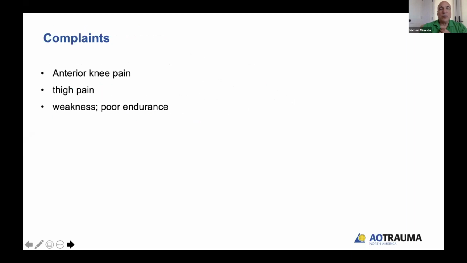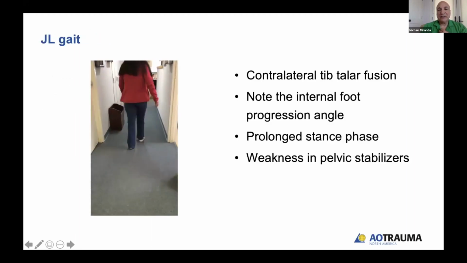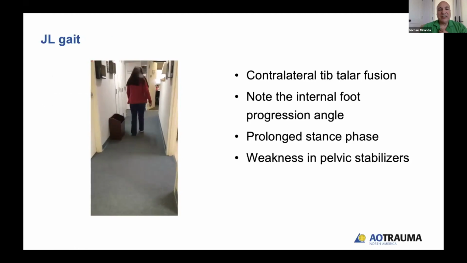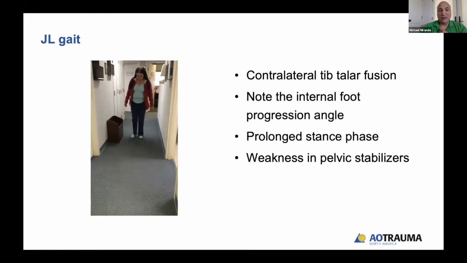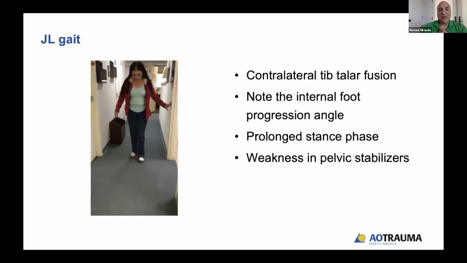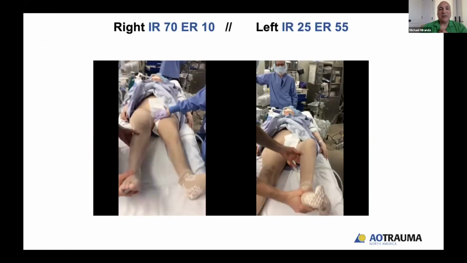Her complaints otherwise were anterior knee pain, thigh pain, weakness, and difficulty with endurance when walking. She noted that she couldn't make it through the grocery store without having to stop and rest. Now, this is her gait. She has a contralateral tibial talar fusion, but you can see here that she has an internal foot progression angle, which is different, right? She has a prolonged stance phase, or it's her right side that we're looking for, and she has some weakness in her pelvic stabilizers. So you can understand why she would have a problem.